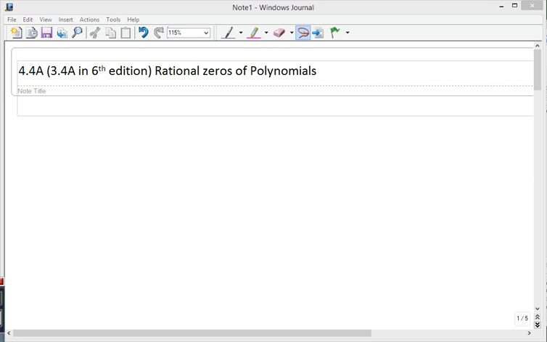Okay, so a rational number, remember, is a fraction, anything that can be written as a fraction. So it would be the whole numbers, the negative numbers, and fractions, everything that can be written as a fraction. The irrational numbers would be like square root of 2 or square root of 3 or something like that, where we can't write it as a fraction. So right now we're going to talk about just the rational zeros.